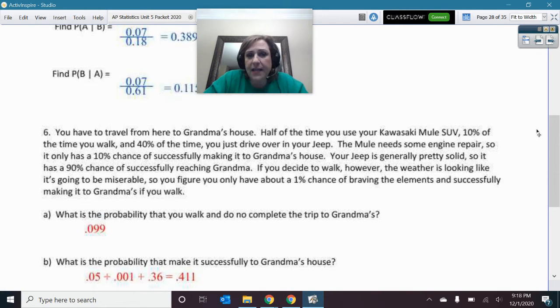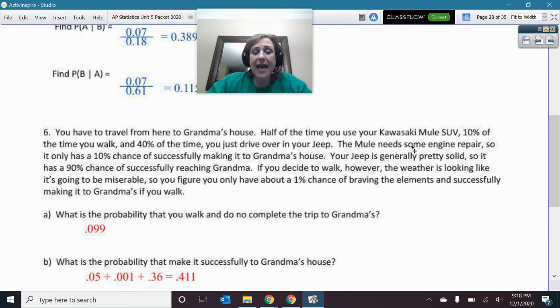This is something I need to do with a tree diagram. So when I'm reading it, I can see that the probability that you make it to your grandma's house is different based on which mode of transportation you used. If you do the mule, you get to grandma's house 10% of the time, 90% of the time if you use the Jeep, and only 1% of the time if you walk.